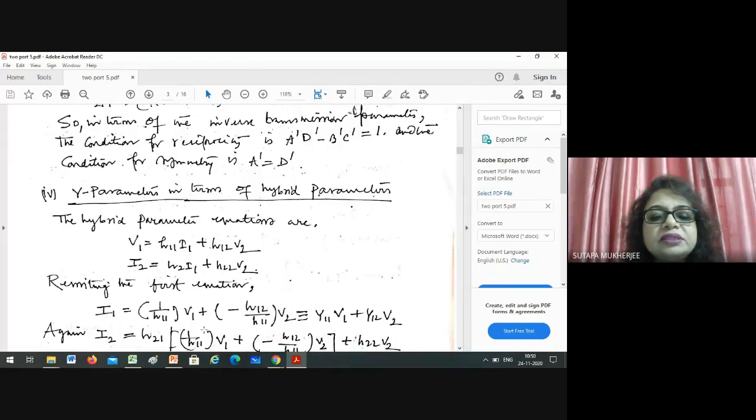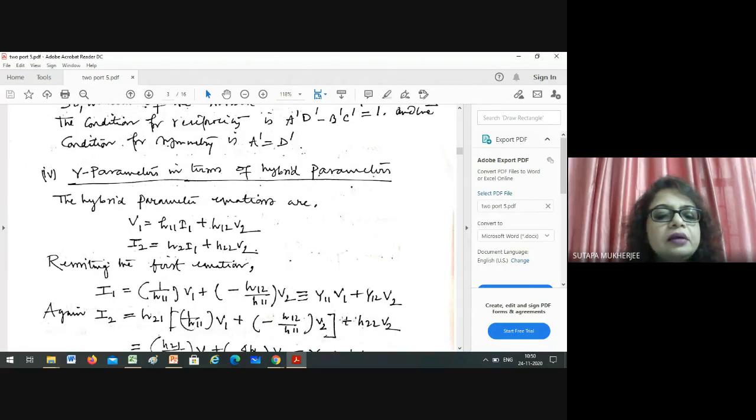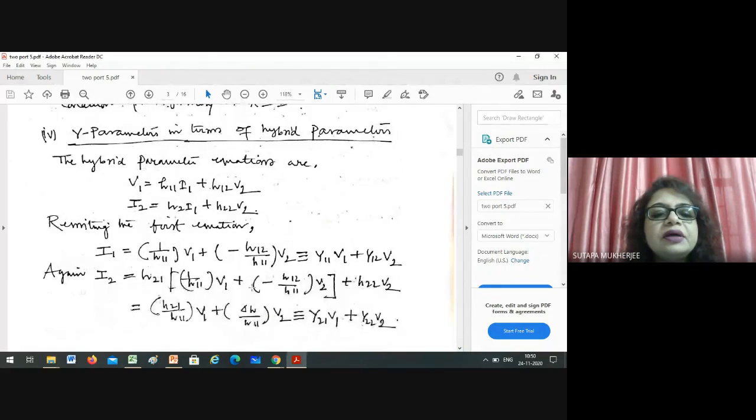I1 equals to this, and I2 equals to this, because if you put the value of this one, y11 v1 plus y12 v2. Analogically, y11 equals 1 by h11, y12 equals minus h12 by h11, and from this equation I2 equals h21 I1. So if we put the value of this I1 here, you will be able to get h21.